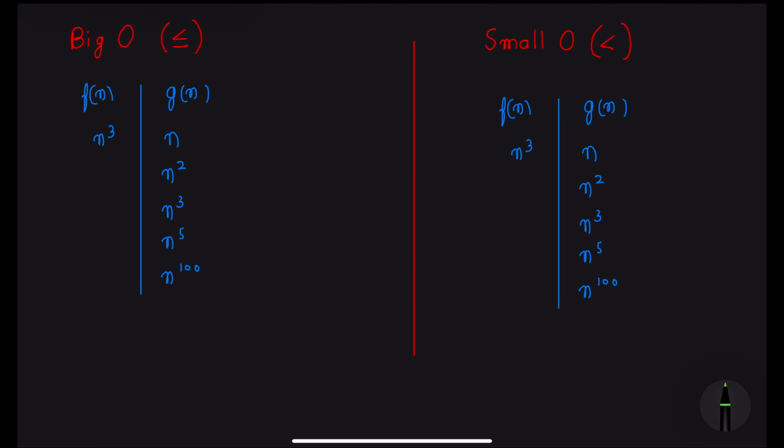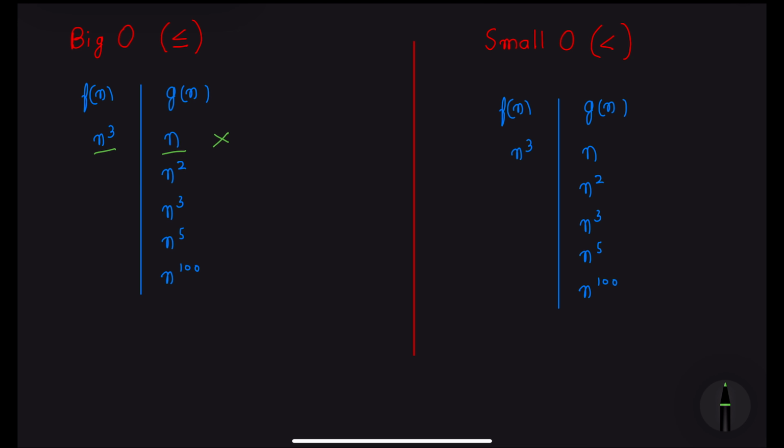Let's see big O notation one more time before we move to small o notation. We have two functions, f(n) and g(n), and a function is said to be big O if f(n) is smaller than or equal to g(n). Let's see a few examples. Here we have n cube, and for g(n) we have taken n. This is clearly not a big O because f(n) is smaller than g(n).